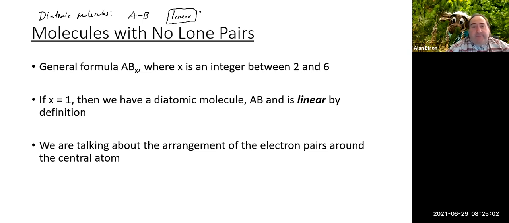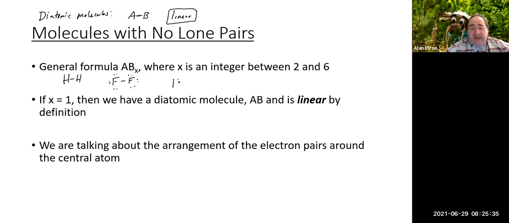Think about what the saying is: the shortest distance between two points is a straight line. So if you just have two things, they're going to be connected via a straight line, and the geometry will always be linear. Sometimes people wonder whether it matters in certain diatomic molecules. For example, if you had H2, the geometry is going to be linear. If you had F2, it's going to be linear.